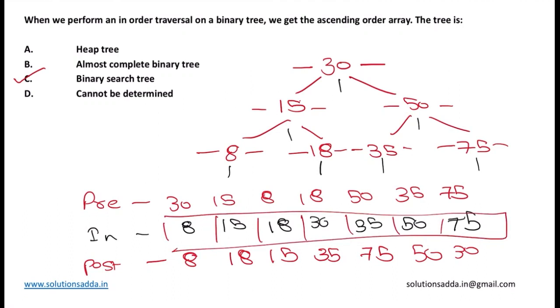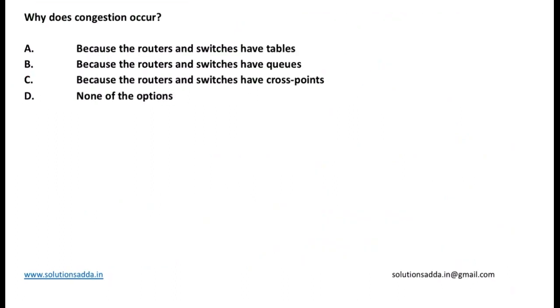So we see the in-order traversal is in ascending order, and hence when we perform an in-order traversal on a binary tree and get the ascending order array, the tree is a binary search tree. How do we know it is a binary search tree? Because the left part is smaller than the value of the node while the right part is greater than the value of the node. And performing an in-order traversal on a binary search tree, we get the ascending order array.